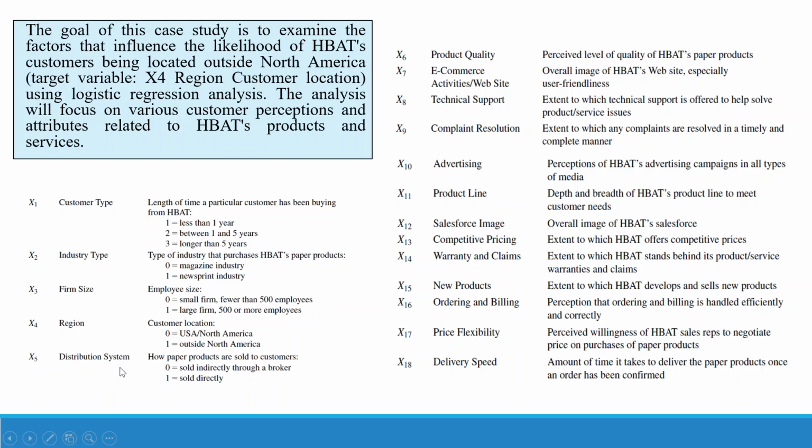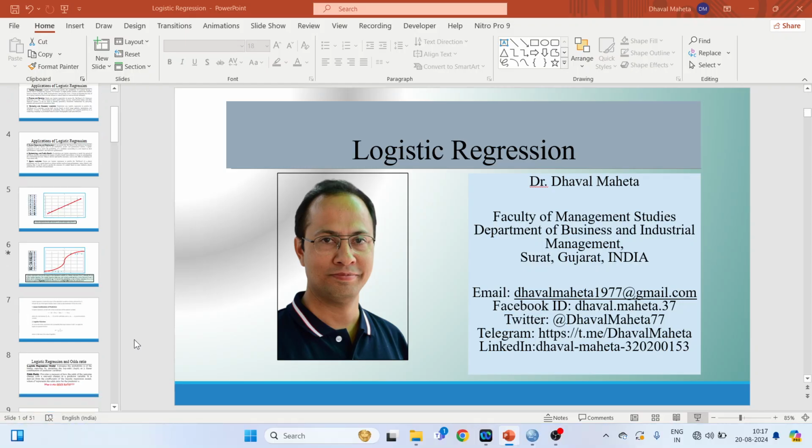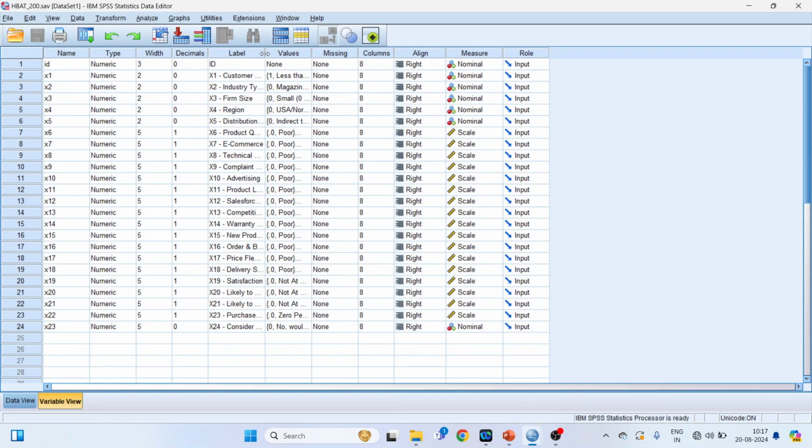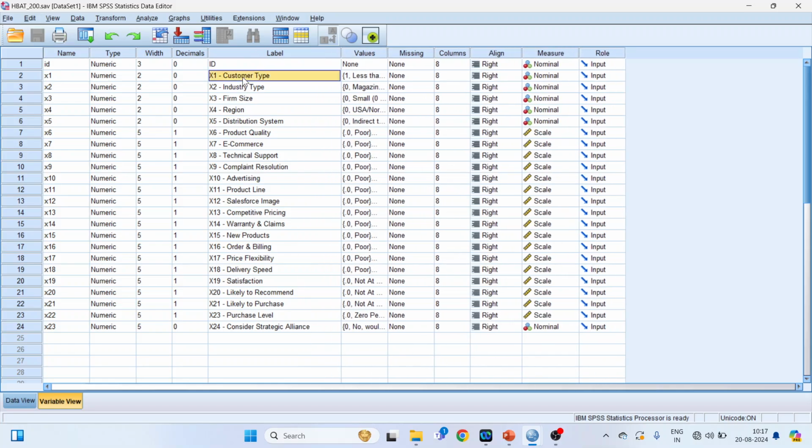The distribution system we are not going to consider here. So let's go to the SPSS dataset. This is the same dataset which I am talking about. You can see it.